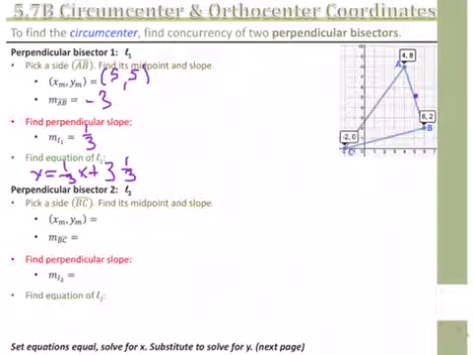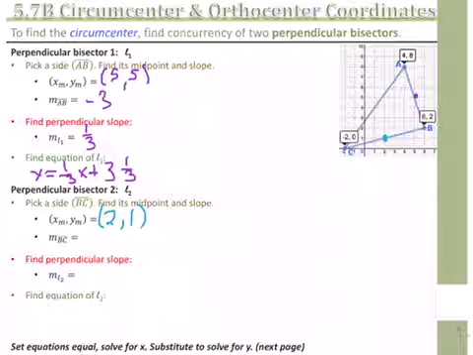For perpendicular bisector 2, I chose side BC, because why not. And if I want to find the midpoint of that, x sub m, m for midpoint, that's going to be (6 plus -2) divided by 2. So that's 4 divided by 2, which is just 2. The y-coordinate's going to be (0 plus 2) divided by 2, which is 1, which tells me the midpoint is 2, 1. Again, that makes sense. Looks like it's about halfway between C and B.